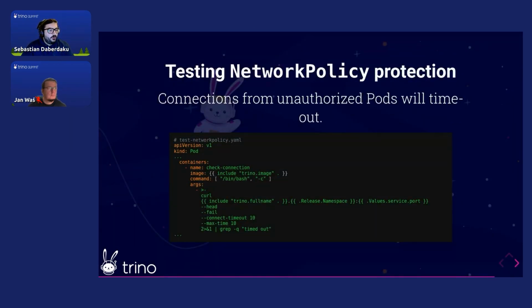To test network policy connection, I also wrote a dedicated test. Here, the idea is that if the network policy is enabled, connections from unauthorized pods will time out because they won't be able to reach the Trino pods. And as you can see in the last line of the extracted test that I'm showing you in the slide, I'm looking for the timed out error of the curl command that's shown.